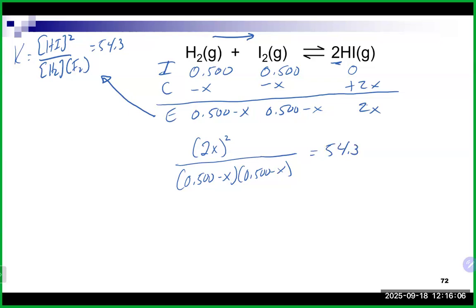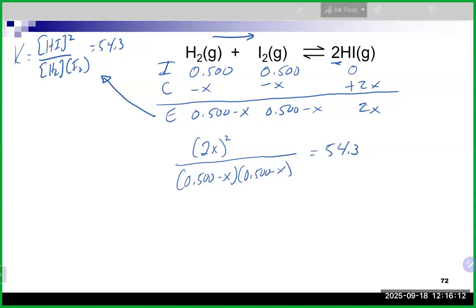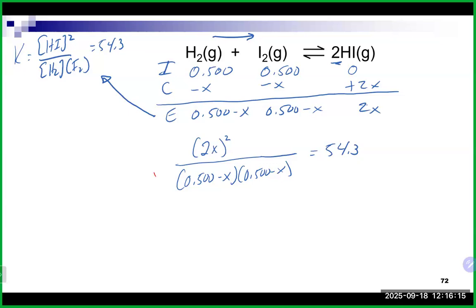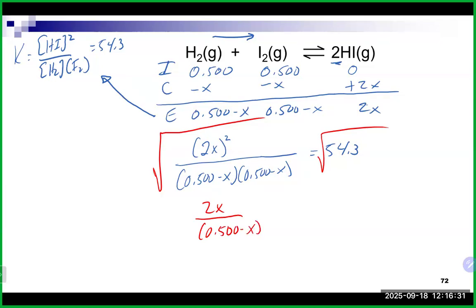So again, the goal here is to solve for x, and hopefully you recognize a perfect square on both sides. You can put a big old square root on both sides. If I square root the left, I get a 2x. If I square root the bottom, 0.5 minus x. And the thing I personally forget to do most of the time is actually square root the 54.3. And that's going to get me 7.36885.